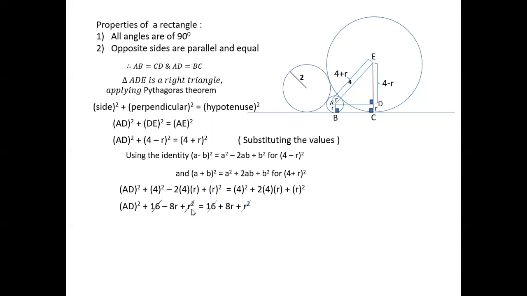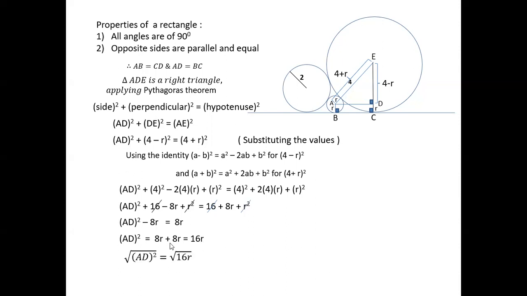AD square minus 8R is equal to 8R. Let us take this minus 8R to the right side. When you take it to the right, it becomes plus. So it will become AD square is equal to 8R plus 8R, that is 16R. Now this is AD square is 16R.